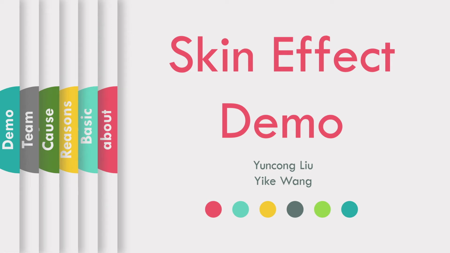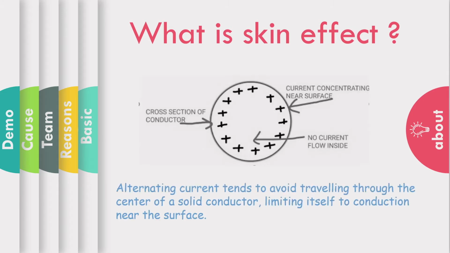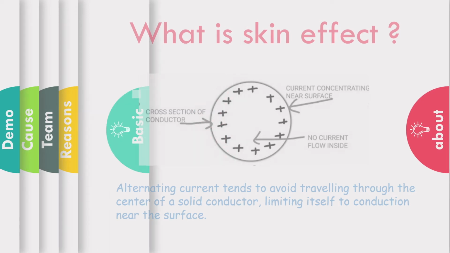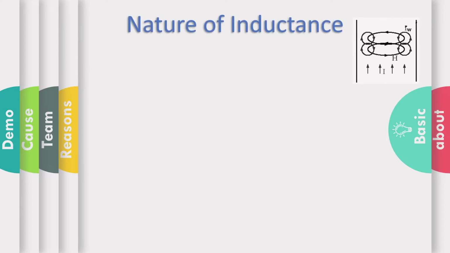Today I'm going to talk about the skin effect with you. So what is skin effect? Well, skin effect is a phenomenon where you can observe the alternating current traveling through the surface of the conductor instead of the center. So in order to understand this phenomenon, we need to have some basic background of the inductance.